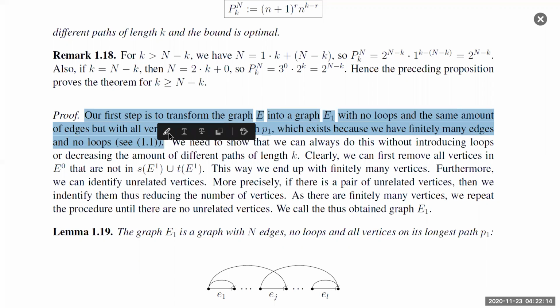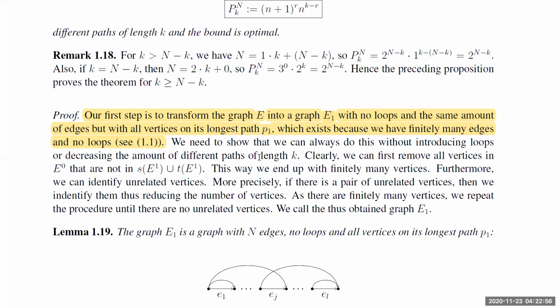And our first step is as follows. We transform our given graph E. I'm not reading the theorem again because it was already so many times on my slides, on the previous lectures. You know, the theorem is we are counting the maximum amount of paths of length k in a graph with n edges, okay? So our first step is we transform our given graph E into a graph we call E1, which still has no loops and has the same amount of edges, but with all vertices on its longest path, which we call P1. And such a longest path exists because we have finitely many edges and no loops.